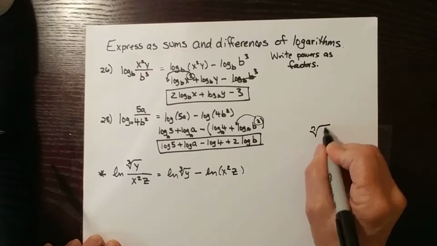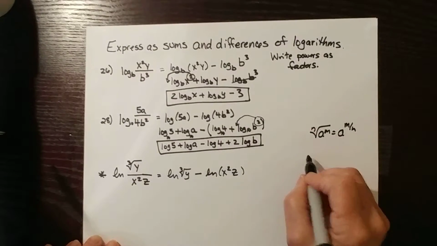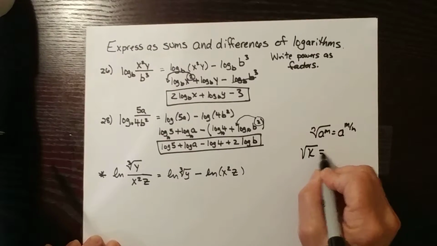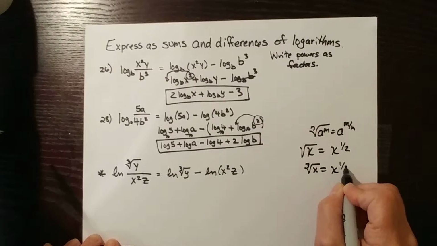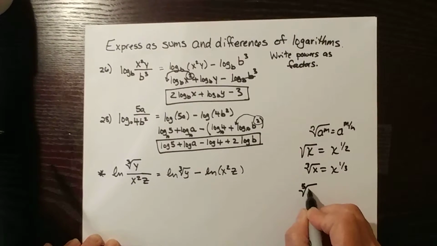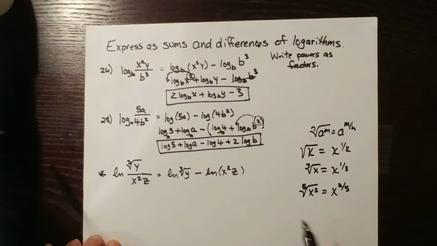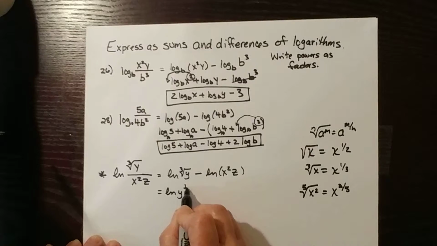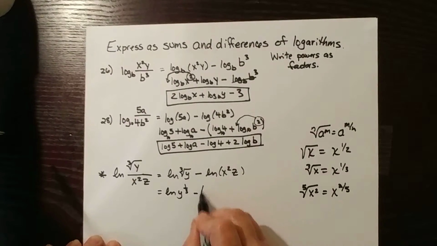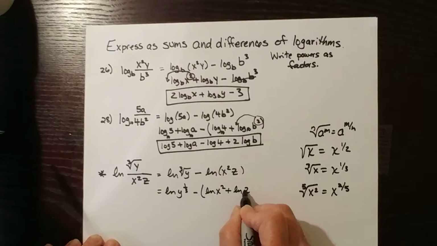So here is the conversion. The nth root of a to the m is a to the m over n. So in other words, the square root of x is equal to x to the 1/2. The cube root of x is equal to x to the 1/3. Or something like the fifth root of x squared would be x to the 2/5. That's how you can convert between radical and fraction powers. So right here, this is equal to the natural log of y to the 1/3 minus, and whatever I do after the minus sign, the negative gets applied. So this is the natural log of x squared plus the natural log of z.